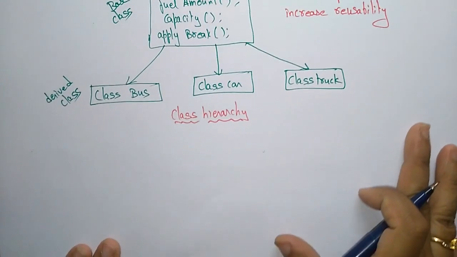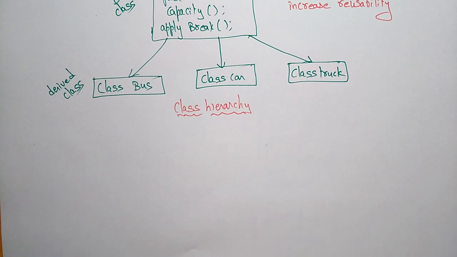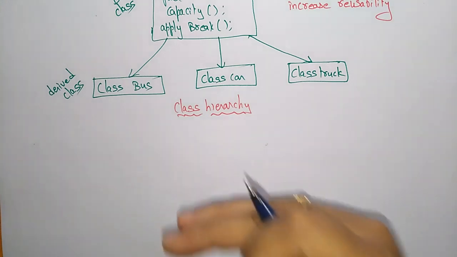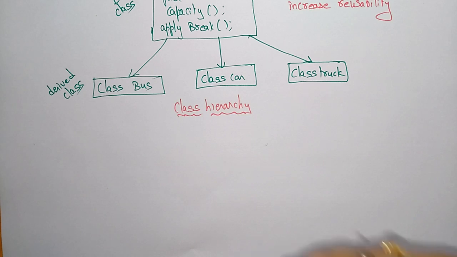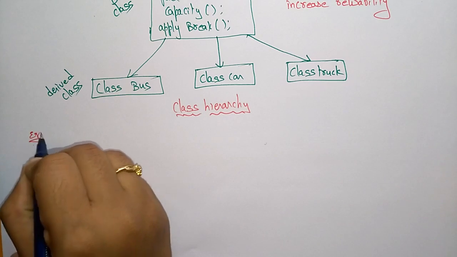Let us see the class hierarchy. Actually, class hierarchy means acquiring the properties from one class to another class. Different base classes and different derived classes will inherit the properties from one class to another class. That you call a class hierarchy. So let us take two examples for these class hierarchies.